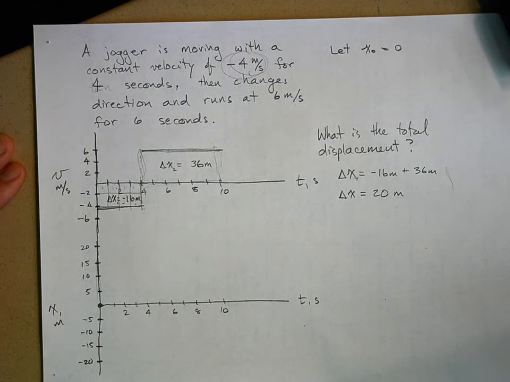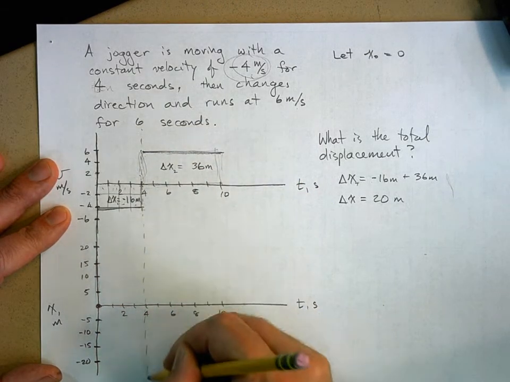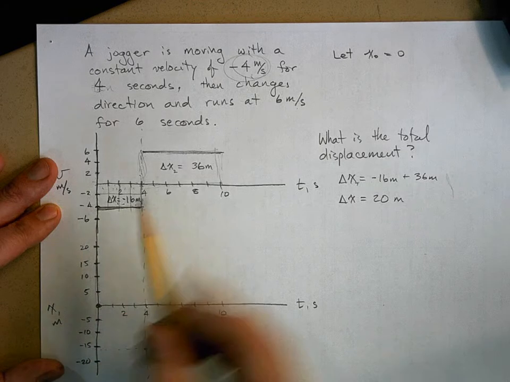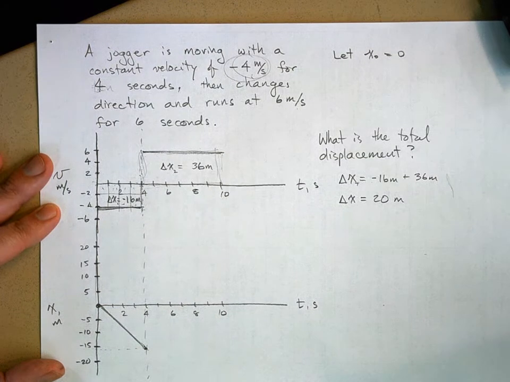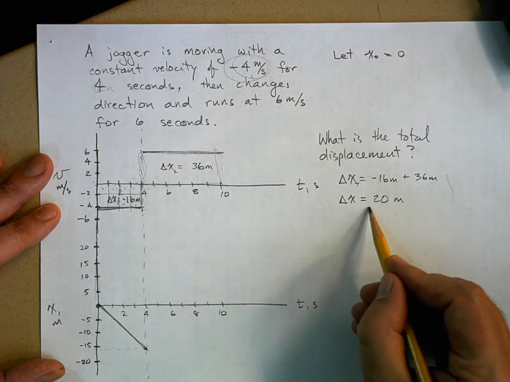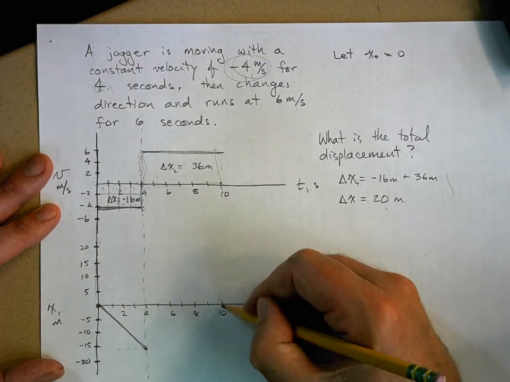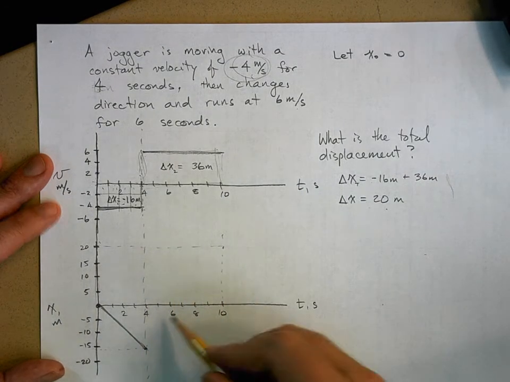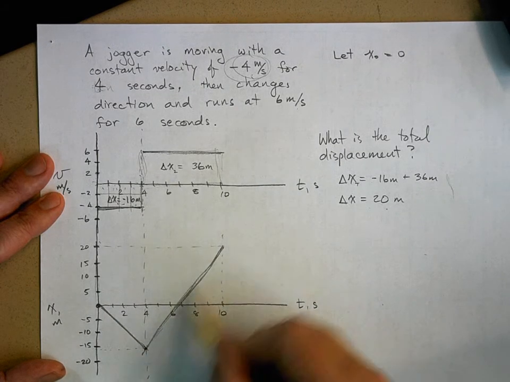And then at 4 seconds is where we have a change. And I know that after 4 seconds, I've gone to 16. So here's 16 right here, negative 16. And I know that the velocity is constant, so I've got a constant slope. And then I know that at 10 seconds, I'll be at a total displacement of 20 meters from where I started. I'll be at 20. And there we go. There's our position versus time graph.